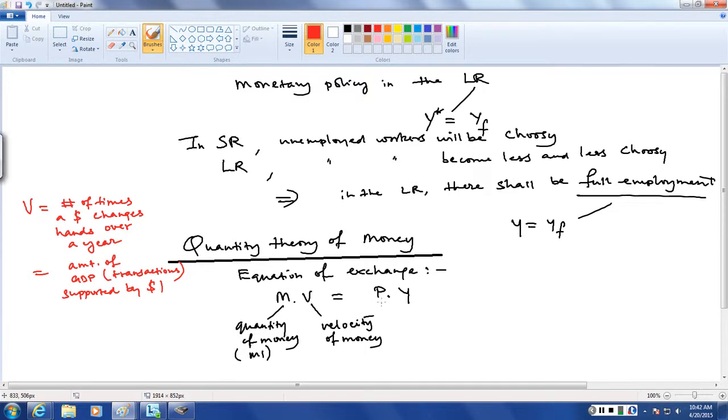What is P? P is the price level, which we know what that is, correct? It's a measure of average prices as measured by, for instance, the GDP price index. And Y is your GDP. Let's understand this. Y is real GDP. Let's put the word real.